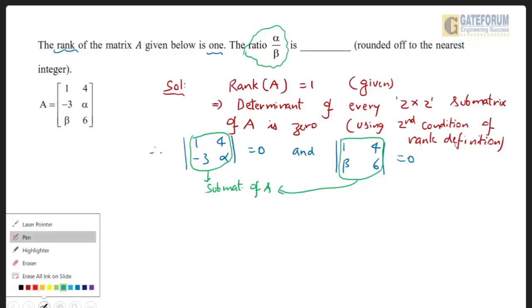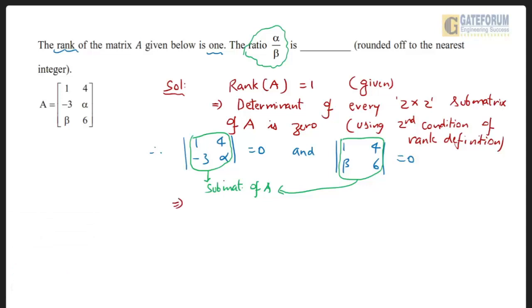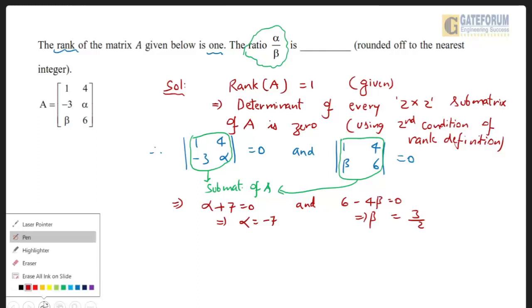Now, determinant of [a b; c d] is ad minus bc, so you will be getting alpha plus 12 equals 0 and 6 minus 4 beta equals 0. From this, alpha is equal to minus 12. From this, beta is equal to 3 by 2. Sorry, this is alpha plus 12: 4 into minus 3 is minus 12, minus of minus 12 is plus 12.